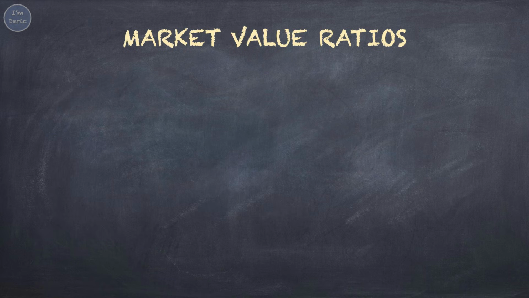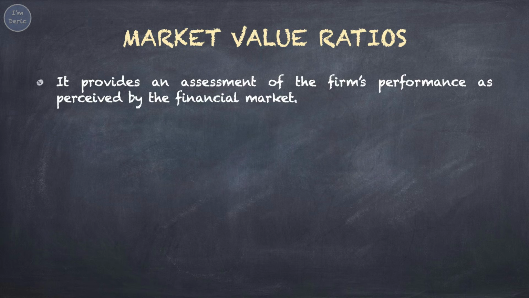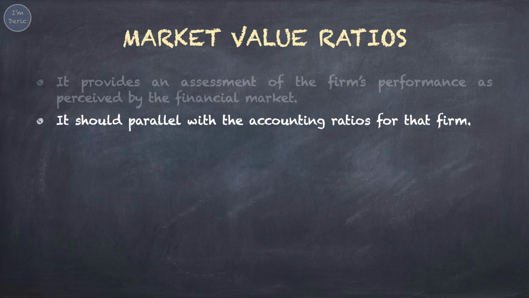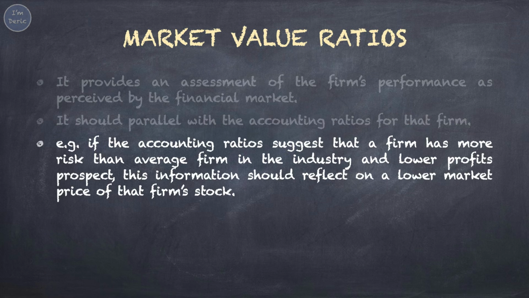The last category is market value ratios. It provides an assessment of the firm's performance as perceived by the financial market. These ratios should parallel with the accounting ratios for that firm. For example, if the accounting ratios suggest that a firm has more risk than the average firm in the industry and lower profit prospects, this information should reflect in a lower market price of that firm's stock.